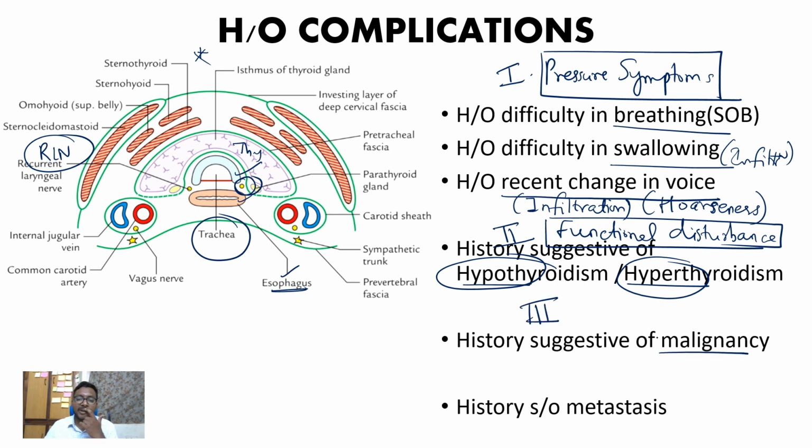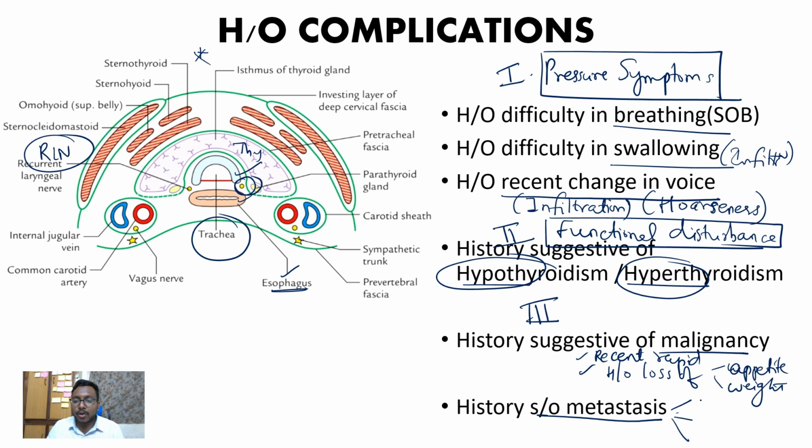Again, what will you ask for history suggestive of malignancy? One is recent rapid increase in size, that we will be discussing in swelling per se, and also history of loss of weight and loss of appetite. Now, when you suspect there is a malignancy, meaning there is a short duration, recent rapid increase in size, and history of loss of weight and loss of appetite are present, then only you will go for history suggestive of metastasis. And again in metastasis, I told you CNS, then respiratory system, musculoskeletal, then GIT. So top to bottom you will remember.